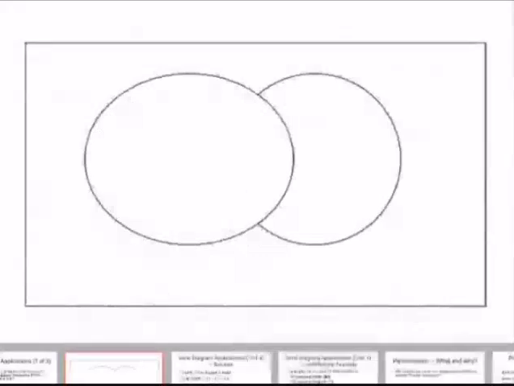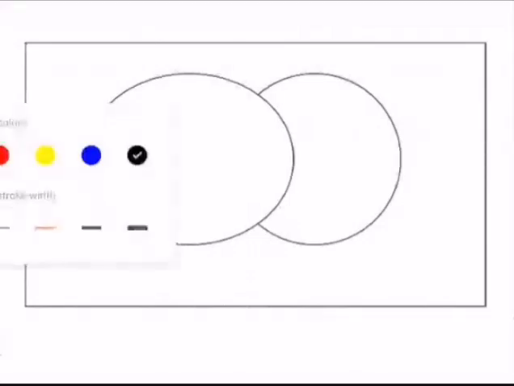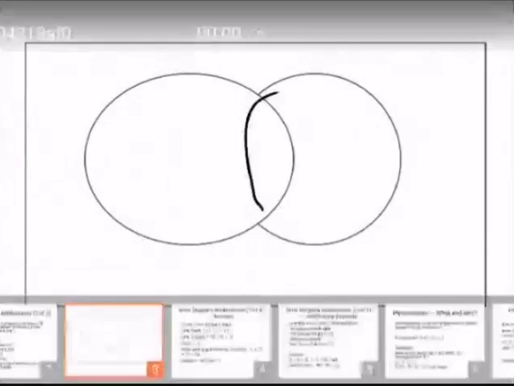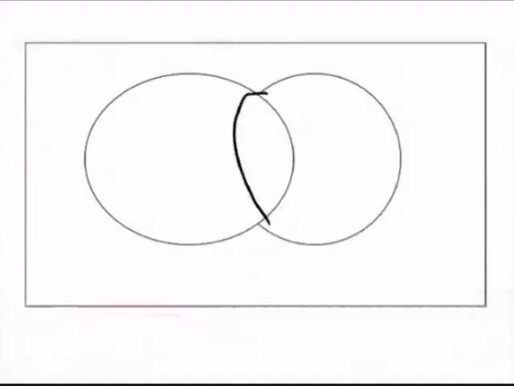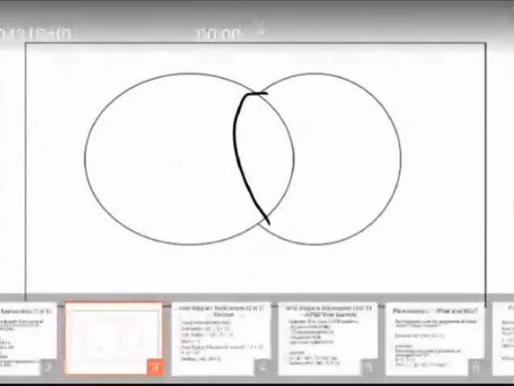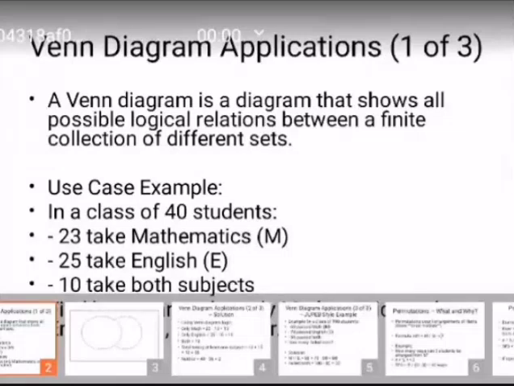So, drawing the Venn diagram, sorry, my line is not straight, but there's meant to be a line here joining both of them. And from here we know that the total number of students is 40, and 23 take maths, and 25 take English, and 10 take both of them.